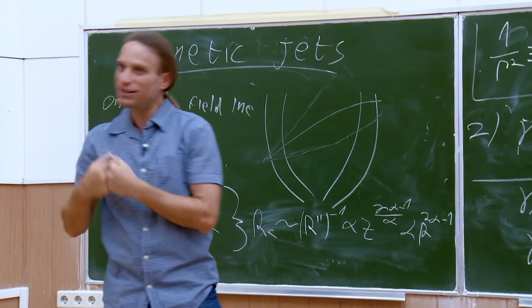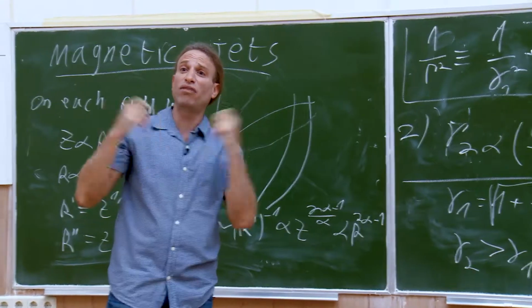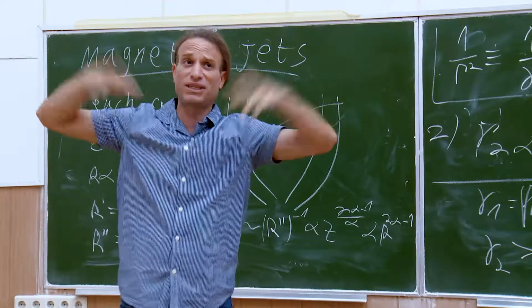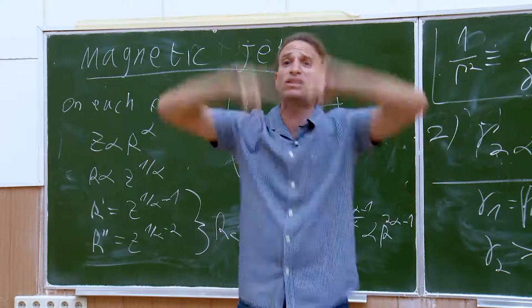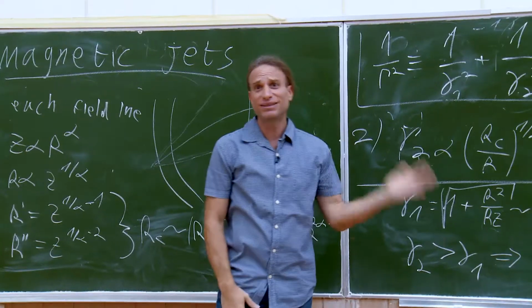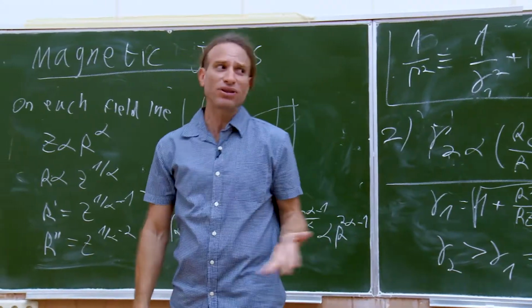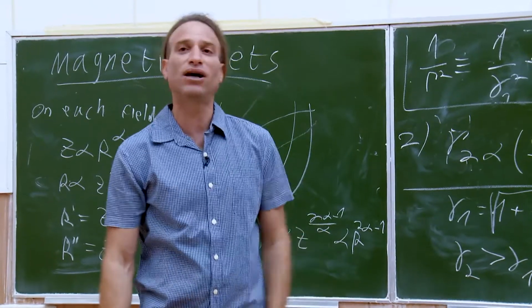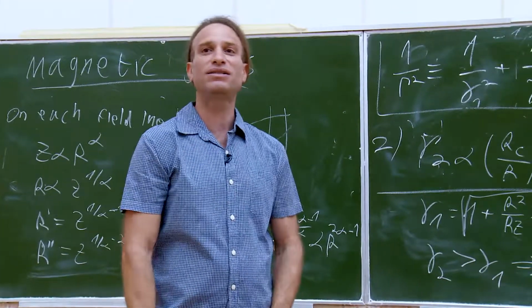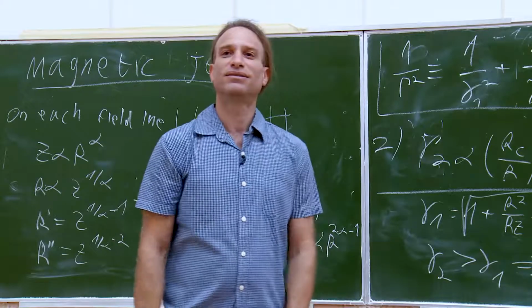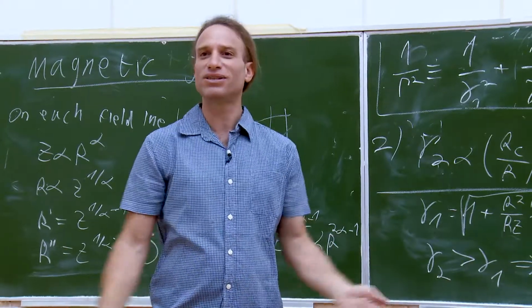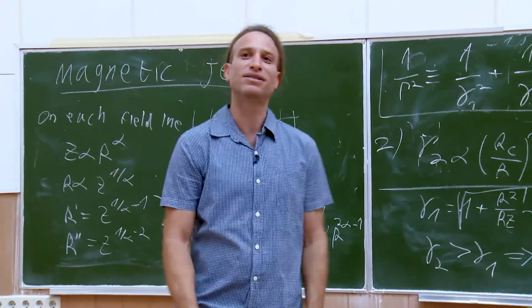In disks, it is actually hard to do that. You need a very efficient dynamo that will sustain over a long time in order to give you this very large loop. And until now, I don't think that there is any evidence that this large-scale magnetic field actually exists in disks. So the how, I have no answer, because I don't know if it exists.